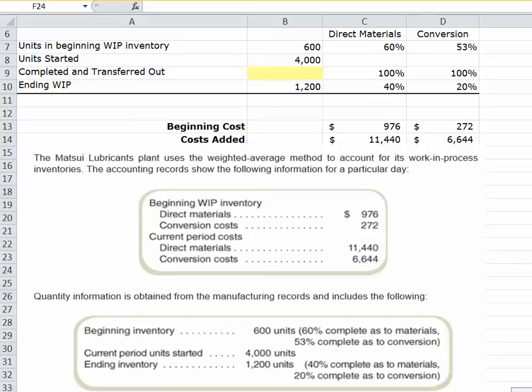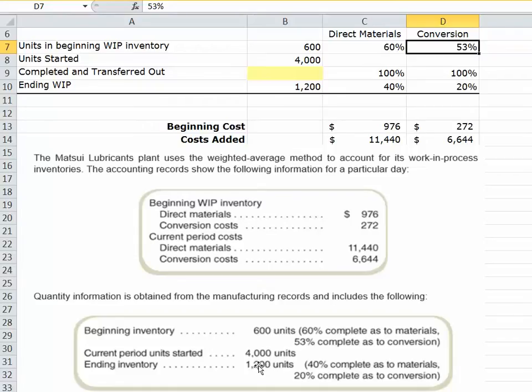Let's go ahead and prepare a production report for process costing using the FIFO method. First, let's pick up our given information. Looking down here, we've got 600 units in beginning work in process, so we pick that up. And it's 60% complete with respect to materials, 53% with respect to conversion costs.